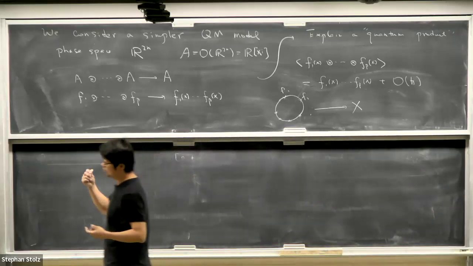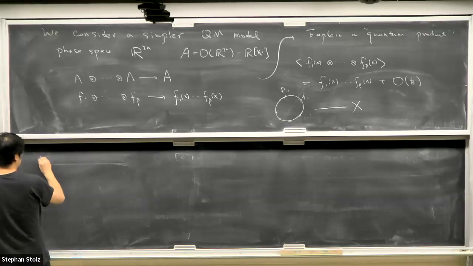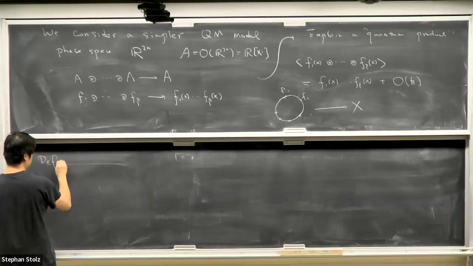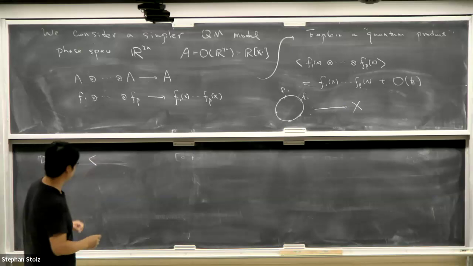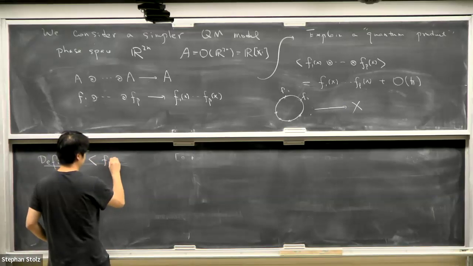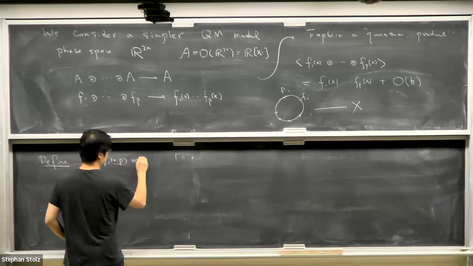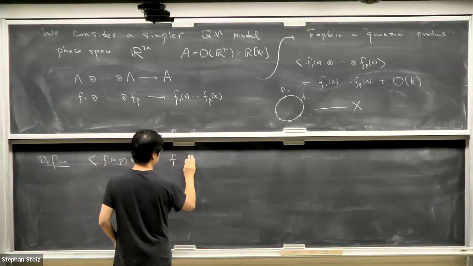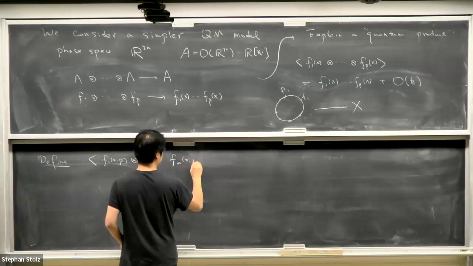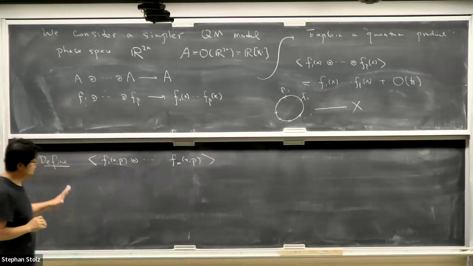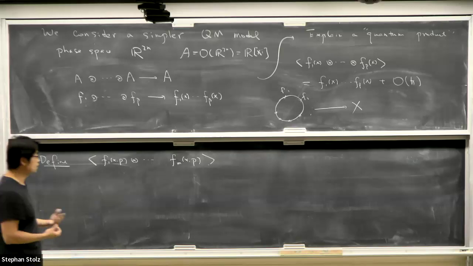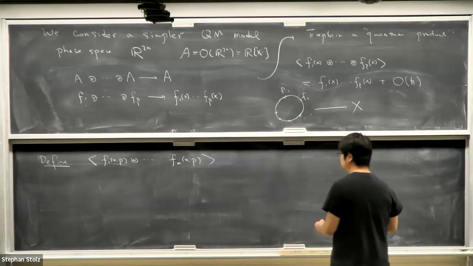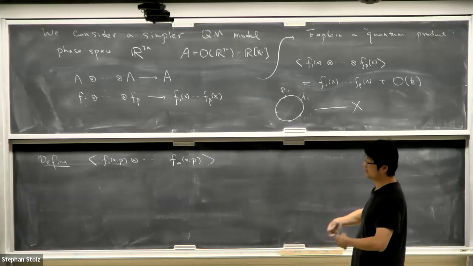So let's define the topological quantum product, just here. Let's use the same bracket notation: f1(x,p), ..., fm(x,p). Suppose I have m functions on the phase space. Classically, you can just multiply these functions together. Now, quantum mechanically, we want to make it random and look at this expectation value.